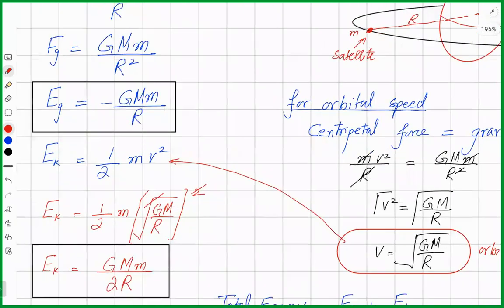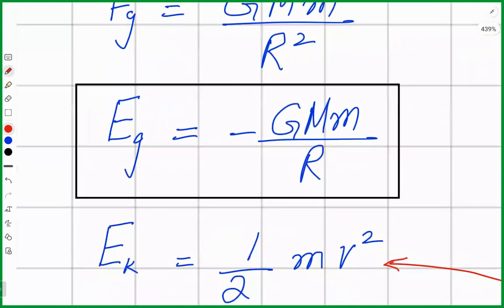So look at this formula and tell me what will happen if R will increase. If we simply ignore the negative sign, we see that there is a reciprocal relation: Eg is over there and R is in the denominator, so we are 100% sure that gravitational potential energy is inversely proportional to R. So if R has to increase, potential energy has to decrease.